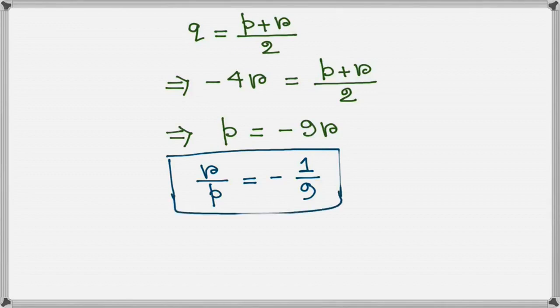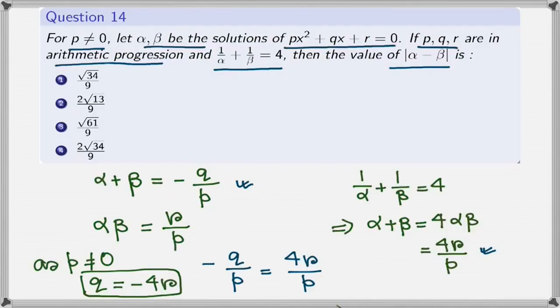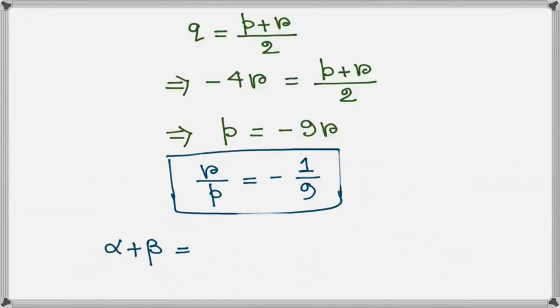And hence therefore we have alpha plus beta is equal to 4r divided by p, which is minus 4 divided by 9. We are going to use this relation to find out what is modulus of alpha minus beta.